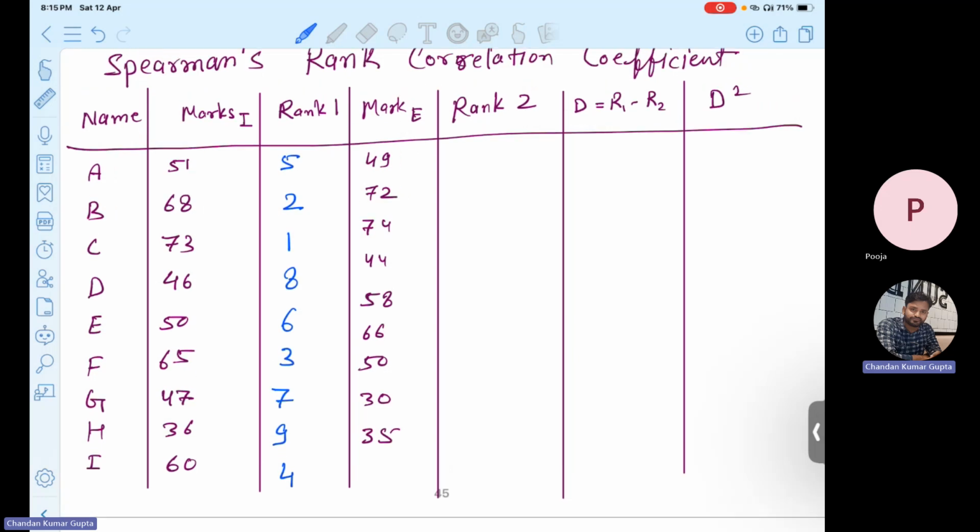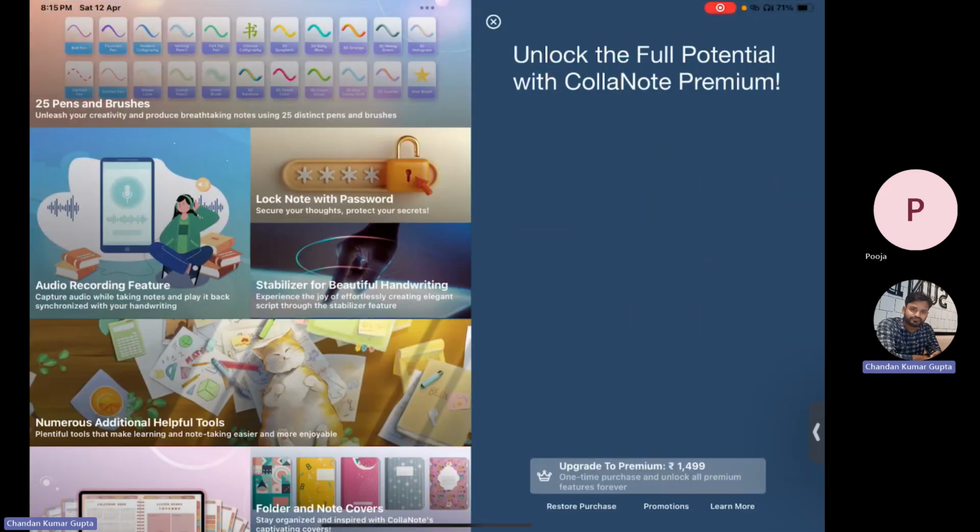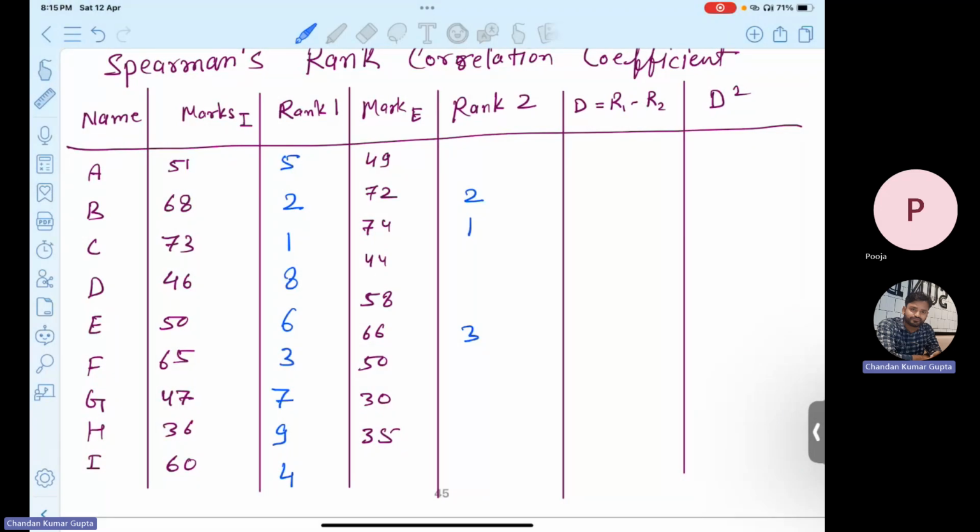Okay, similarly we can rank the external marks. It is 1, it is 2, it is 3, 58 is 4, 50 is 5, 49 is 6, 44 is 7, 35 is 8, and 30 is 9.